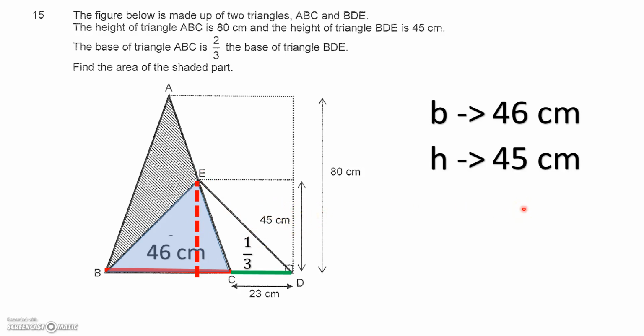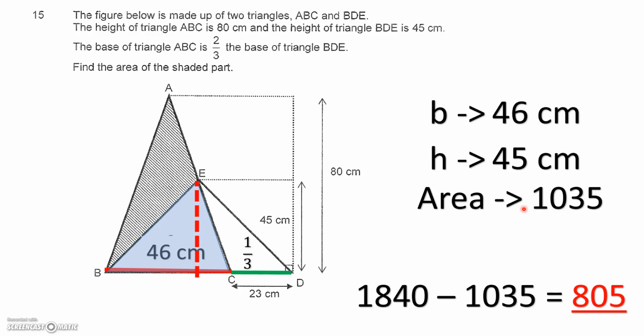To find the area of that part, the purple part, half base times height, I get 1,035. Now, my job is very easy. All I need to do, what I found earlier, the yellow, the whole entire triangle here, minus away the purple one, I will get the answer 805 square centimeters as the answer. So have you solved all 3 questions correctly?